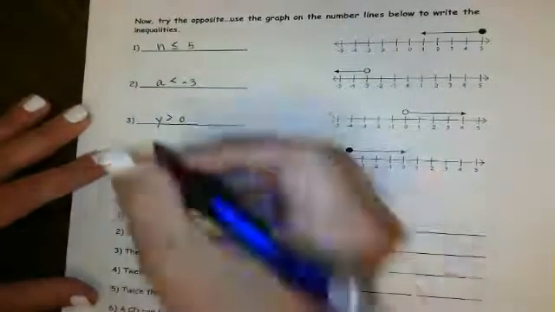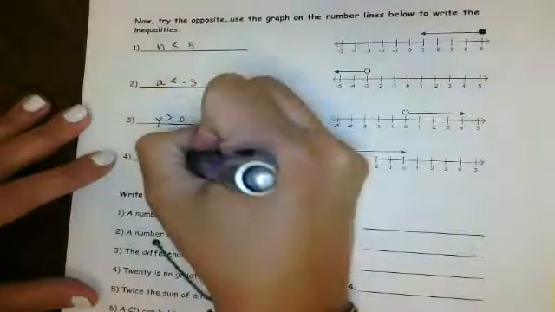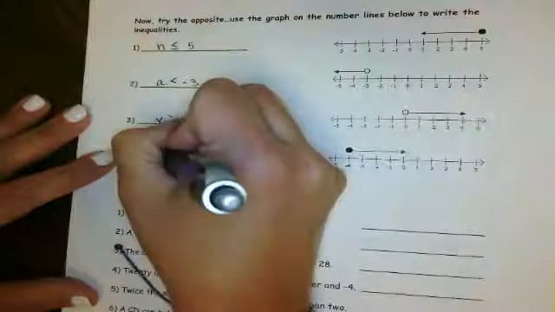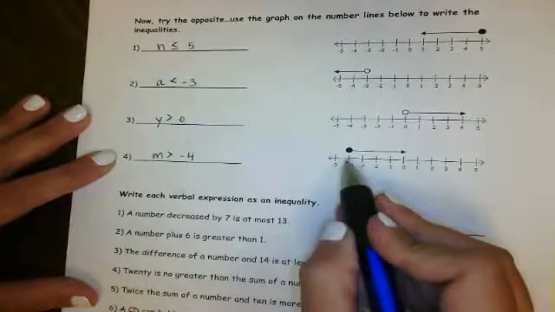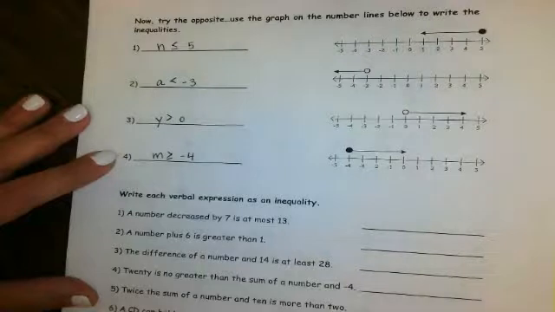And last one, we're going to pick a variable. The dot's on -4. The arrow is going to the right, so that's is greater than. But because that dot is filled in, we need to underline that sign.